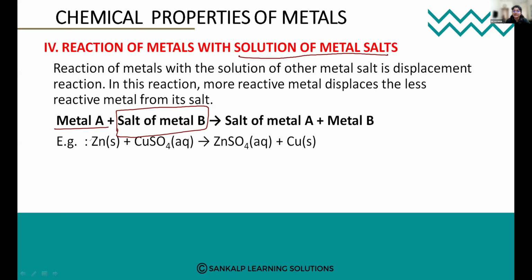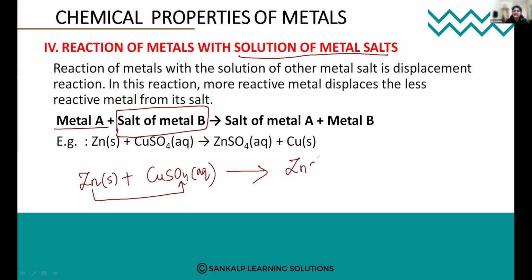So which metal have I taken? Let me take zinc. Zinc is a solid metal. We are going to react it with an aqueous solution of copper sulfate. So what is going to happen here? This zinc will combine with SO4, and what am I going to get? I am going to get zinc sulfate, aqueous, plus copper solid.